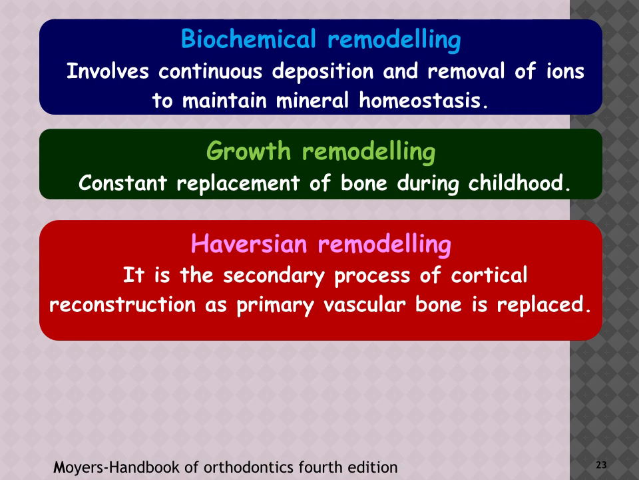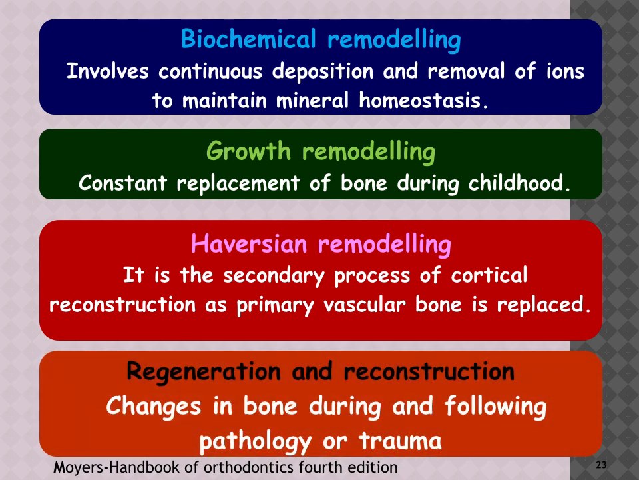Haversian remodeling is when there is a natural change from one type of bone to another type, and any remodeling, deposition or resorption happening because of that, we call Haversian remodeling. Regeneration and reconstruction is an accelerated deposition, typical following any pathology or trauma. So it's a form of recovery.